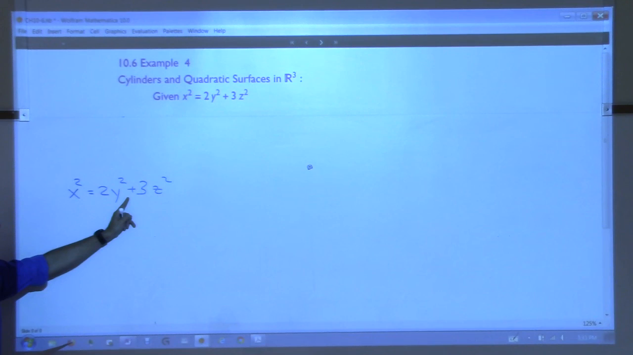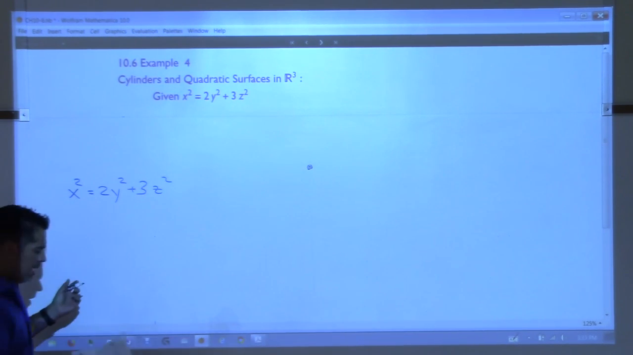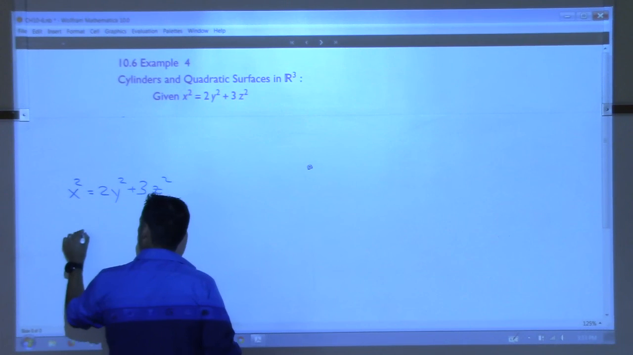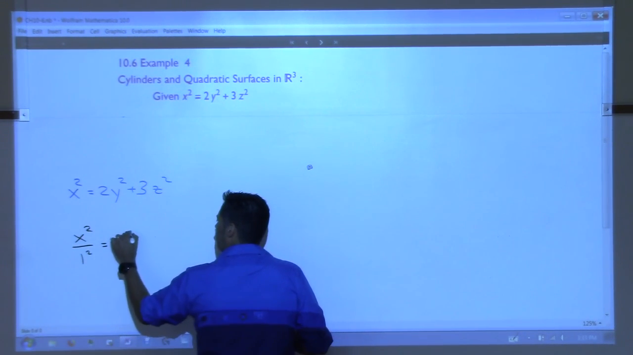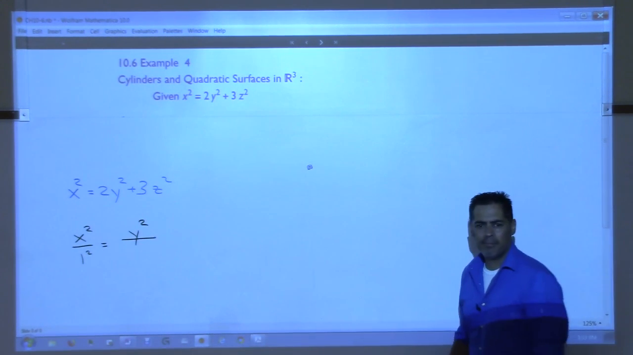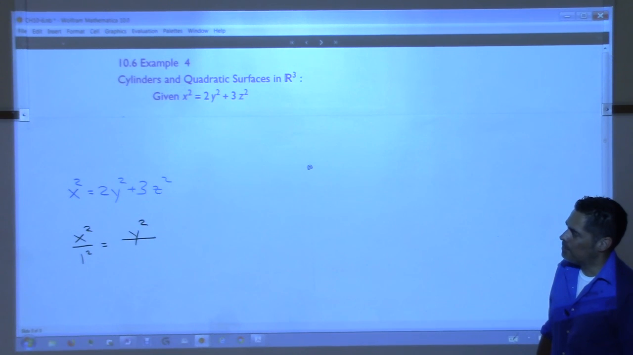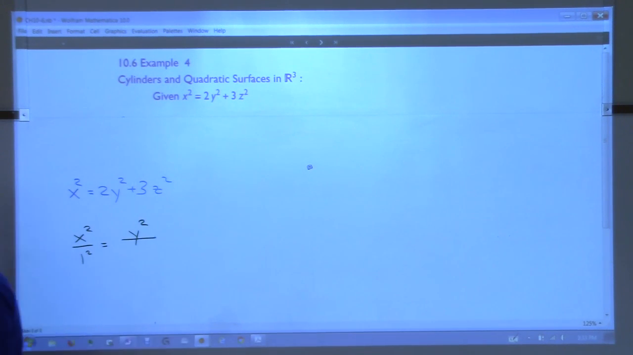So what does this look like? It could be a cone, but it needs to look like this form. So I could rewrite this as x squared over 1 squared equals y squared over what squared? How could you rewrite a 2 in the numerator as something in the denominator? It would be 1/2 squared.